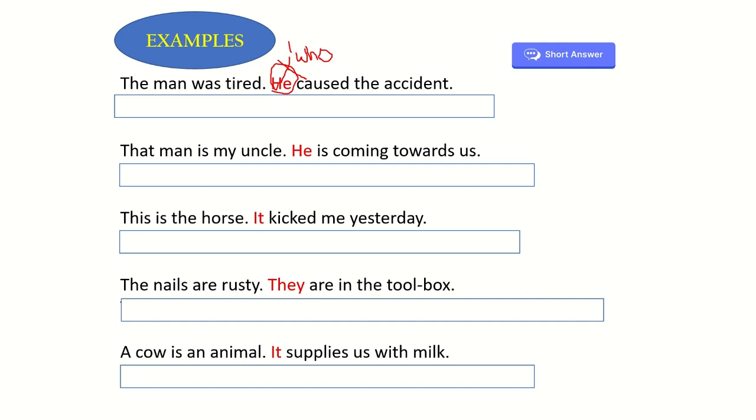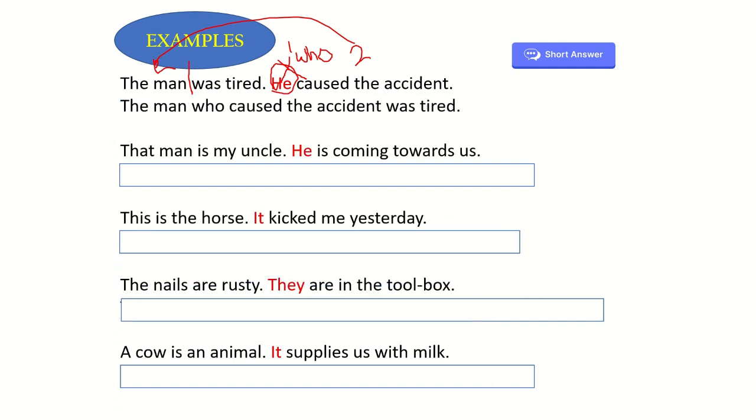Step two, I take this relative clause and put it directly after the noun that I want to modify. So I split my main clause between the noun, the relative clause, then the whole predicate or the complement of the sentence of the main clause. So this sentence becomes: the man who caused the accident was tired.